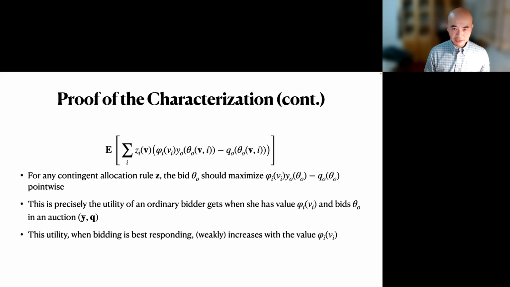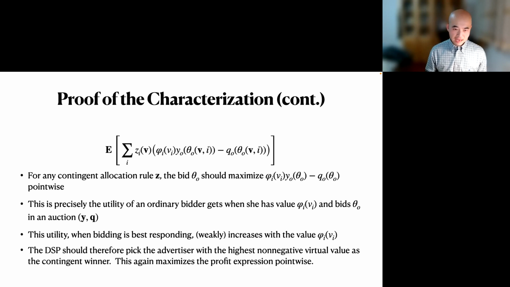Then another easy observation is that in any equilibrium, we don't even have to assume equilibrium, as long as the DSP is best responding to the center's auction, its utility is weakly increasing with the value phi_i. And therefore, in order to maximize this big product, he should design z_i of v to maximize. He should give the contingent allocation to whichever bidder maximizes phi_i of v_i. And that's exactly Myerson's auction.